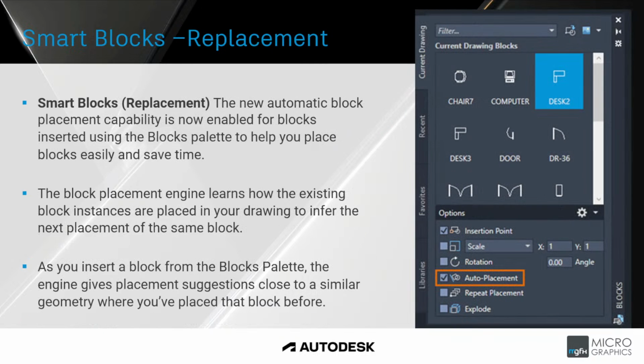Here is an example of what the blocks look like, how they appear, and the options you have for them. The insertion point, the scale, the X and Y, the rotation angle you can specify. You can also select auto placement and repeat placement, or even explode the object or element. The new automatic block placement capability is now enabled for blocks inserted using the blocks palette to help you place blocks easily and save time.